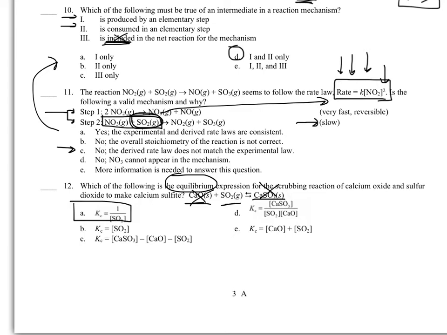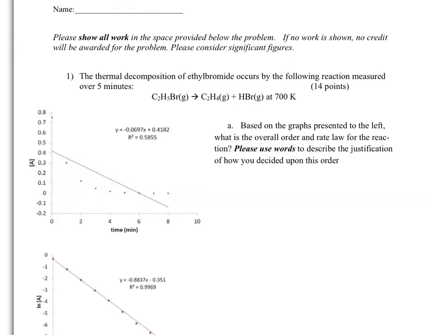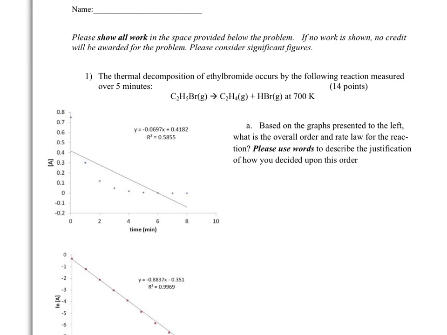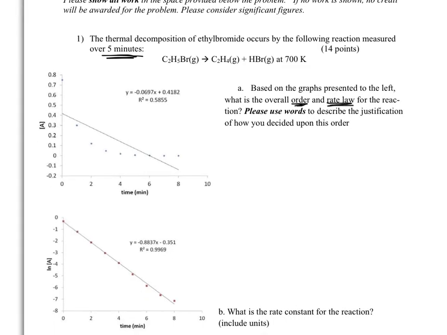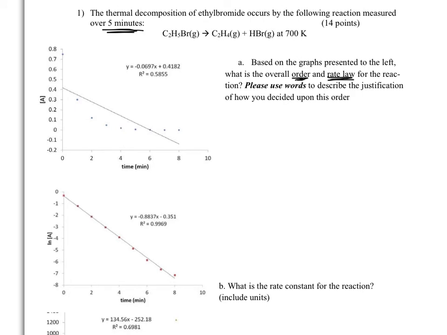All right, here we are now into the problems part of the exam, and we're talking about a thermal decomposition that occurs by the following reaction measured over 5 minutes. And so minutes means time, which means we're talking kinetics. The other thing that tells us we're talking about kinetics is that we're talking about rate laws and orders. So we're presented with these three graphs here, having several things on the y-axis.